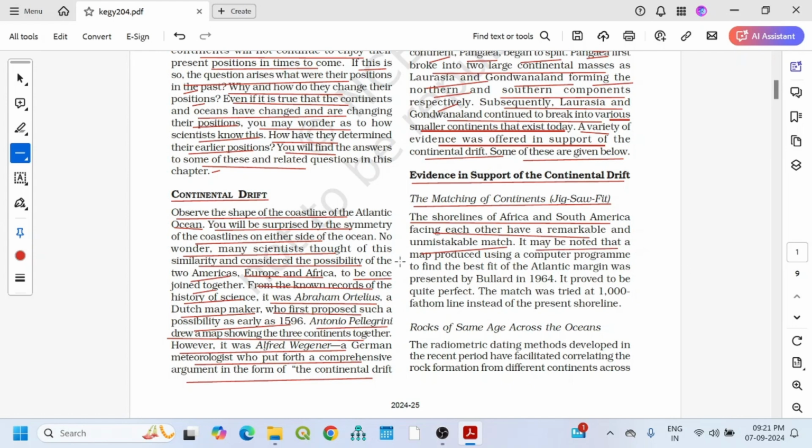It may be noted that a map produced using computer programming to find the best fit of the Atlantic margin was presented by Bullard in 1964. It proved to be quite perfect.